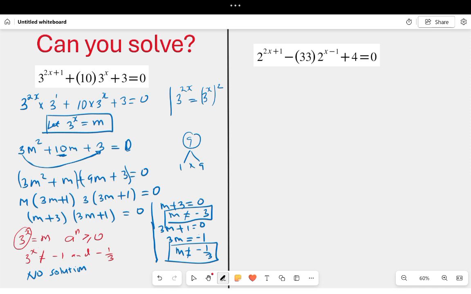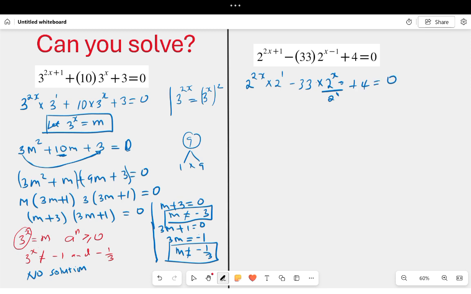All right, let's look at the next question. It's just exactly the same concept as the first one. Here we have 2 to power 2x multiplied by 2 to power 1, minus 33 multiplied by 2 to power x divided by 2 to power 1. Because we have a minus over there, it means it is division. Then plus 4 is equal to 0.